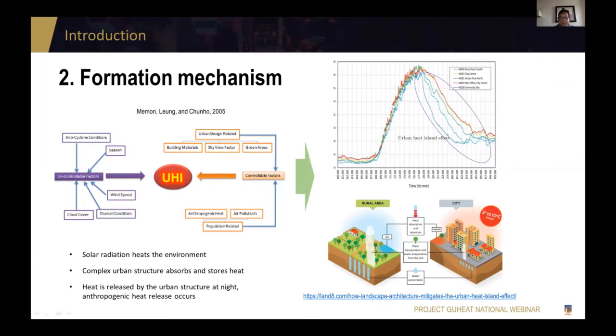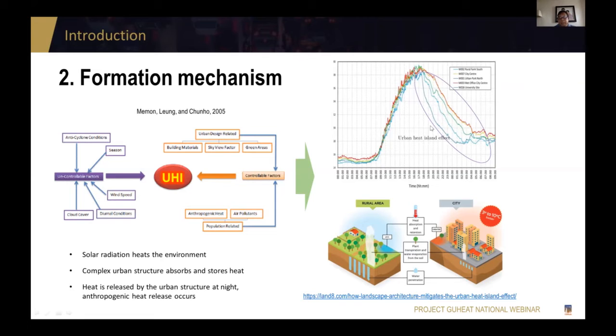As shown in the figure here, the urban heat island effect is manifested in the evening, and it is because of the retention of heat by the complex structure of the urban area.